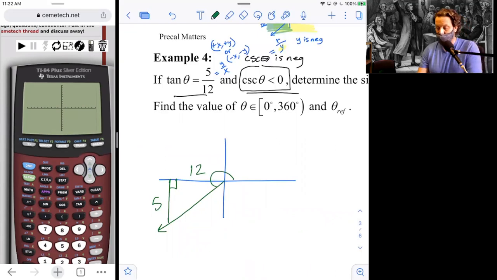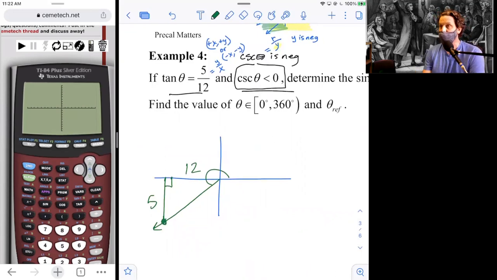So to get to that point down here in quadrant 3, I have to go left 12 and down 5. So they're actually both what? They're both negative. That's why it's so important for you to draw that picture. If I don't see the picture, you're not going to get credit.